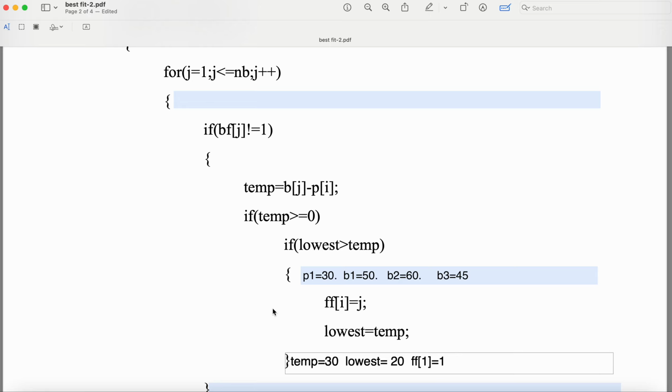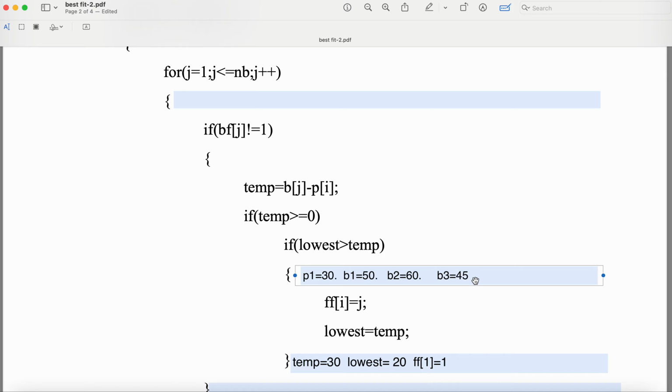So next what will happen? Body execution is over, so once again control goes to j plus plus. Now j will become 3. If BF of 3 is not equal to 1, yes, the condition is true, because initially all those values are 0. So temp equal to B of j minus P of i.